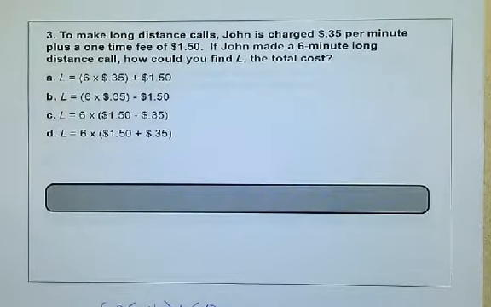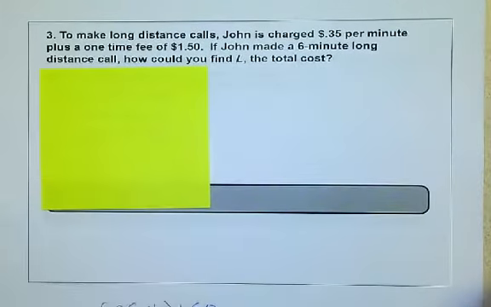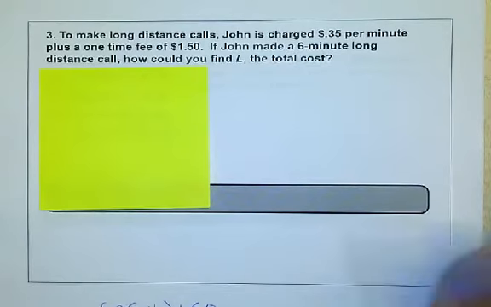Question number 3. To make long distance calls, John is charged 35 cents per minute plus a one-time fee of $1.50. If John made a 6-minute long distance call, how could you find L, the total cost? So right now I want to go ahead and underline everything that's important. So if you are a prime number, please stand. Alright, Amber, can you tell me what's important to underline in this problem?